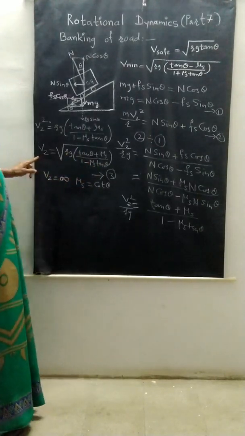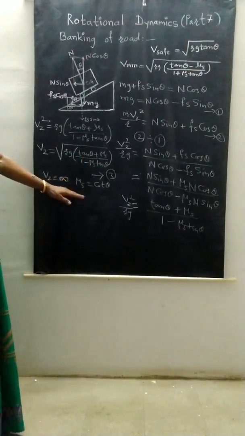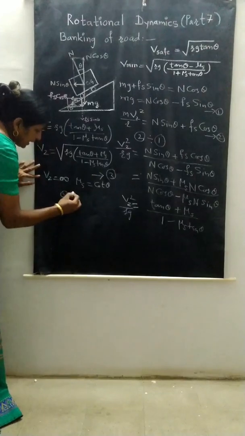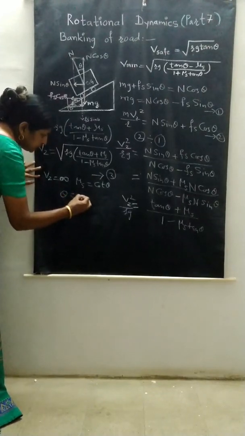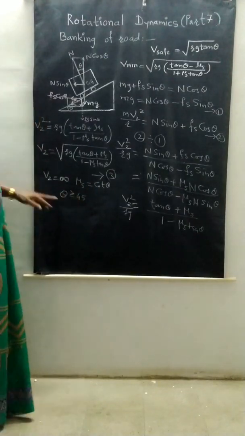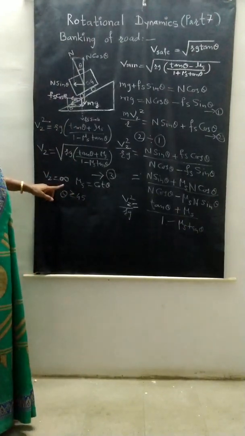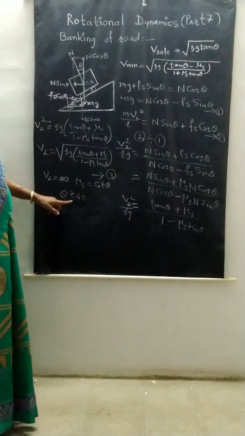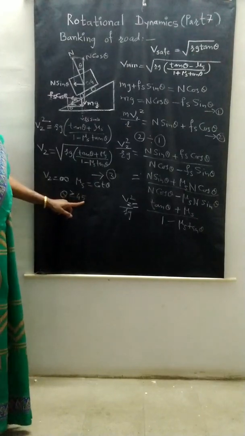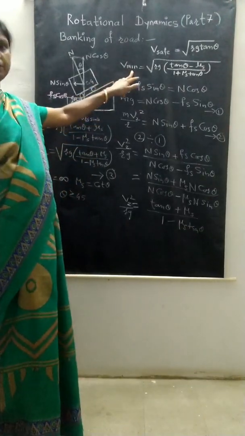That is, we can drive the vehicle with any speed on the road if mu s is equal to cot theta. This gives us the value of theta as equal to 45 degrees, or if it is greater than or equal to 45 degrees, then the value of V2 is infinity. But when we keep this value of angle of banking equal to or greater than 45 degrees, then there is a limit on the V minimum.